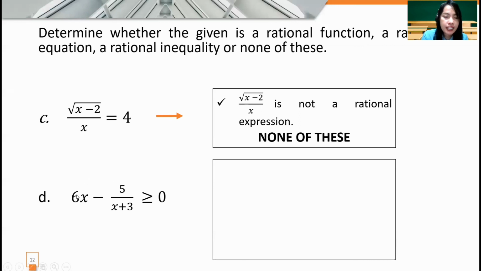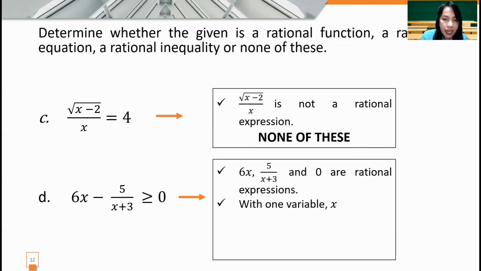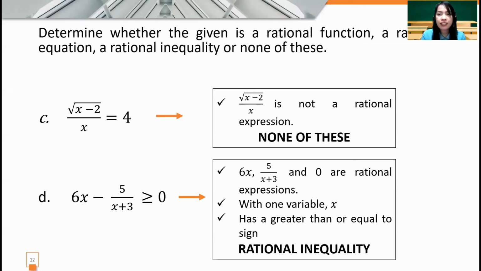Letter D, 6x minus 5 over x plus 3 greater than or equal to 0. Lahat ay rational expressions. 6x, negative 5 over x plus 3 and 0. Isa lang ang variable at ang inequality symbol ay greater than or equal to. Therefore, letter D is a rational inequality.